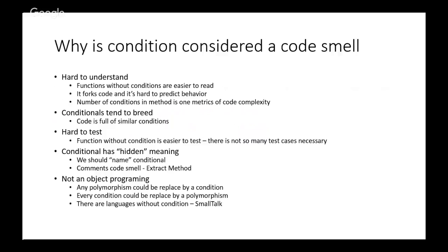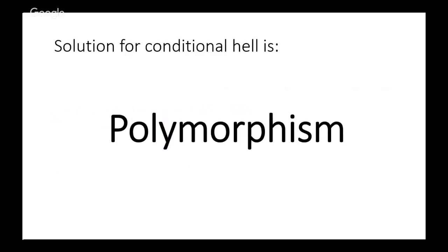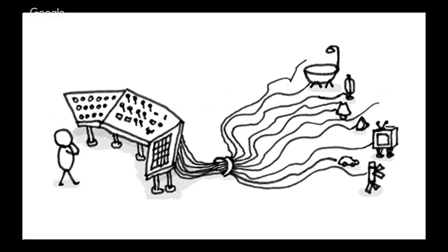And the last thing is that conditional is not really an object-oriented tool. There are languages where there is no condition, like Smalltalk. So it's really possible to write code without any condition. Imagine that. So the solution is that a condition can be removed or replaced by polymorphism. Any condition, technically. But let's move to that.